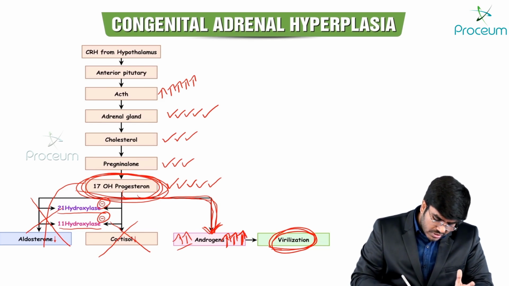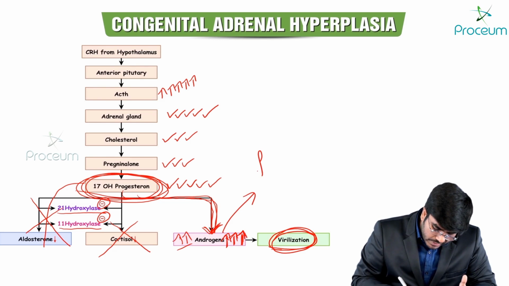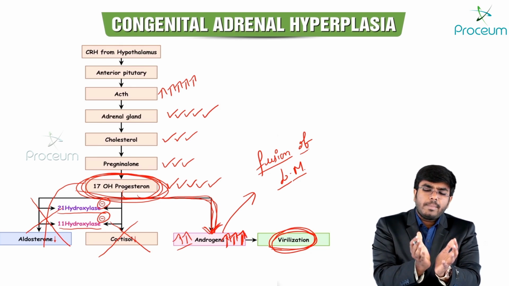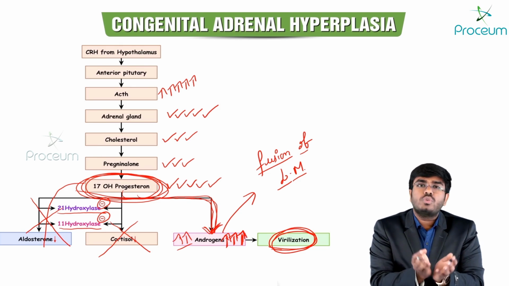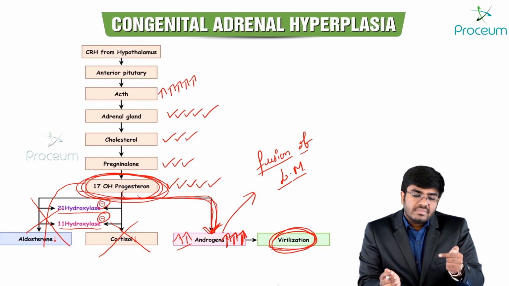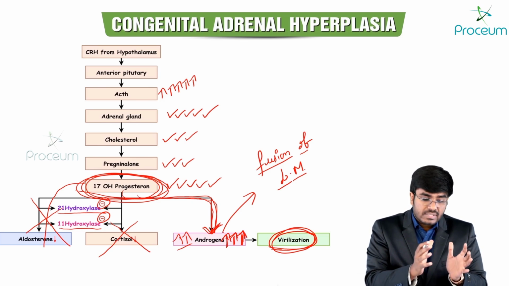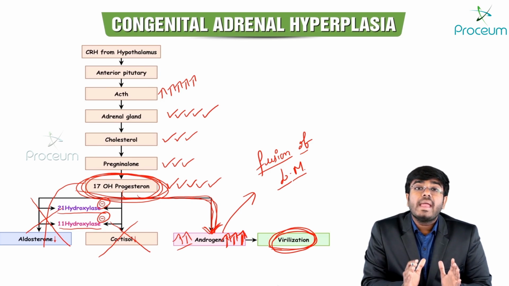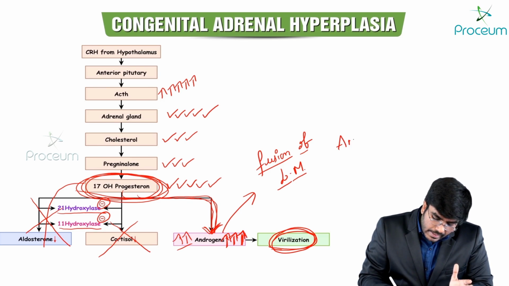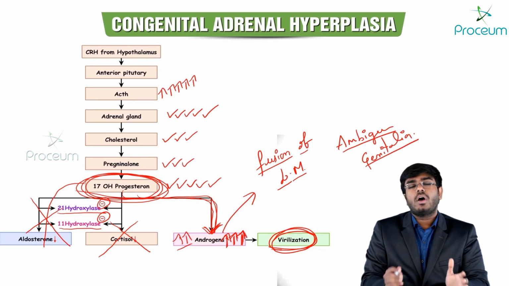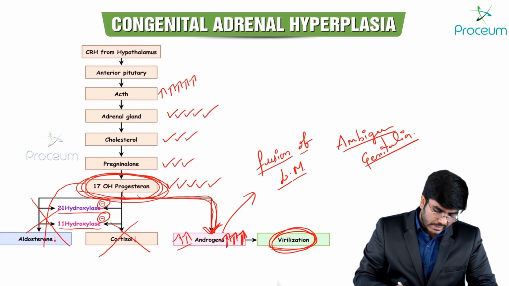Because of this excessive androgens, there will be fusion of the labia. There will be a fusion of labia majora. So labia majora will be partially fused, which just looks like a scrotum. And the clitoris will enlarge, which just looks like a small penis. So that's the reason why this female will look like a male. So there will be development of ambiguous genitalia. So congenital adrenal hyperplasia is a condition of ambiguous genitalia.